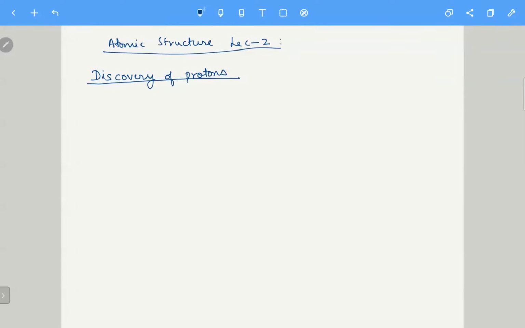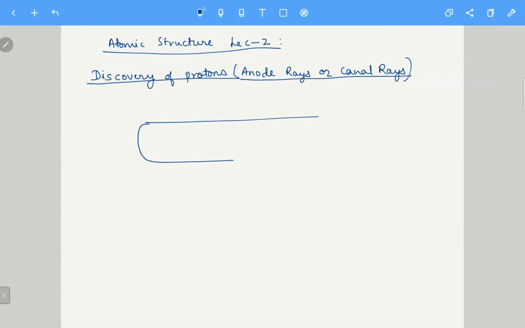Discovery of protons. It is an extension of the cathode ray experiment. We call the discovery of protons was done with the help of anode rays or canal rays. So let us understand what anode rays and canal rays are. In the same experiment, the experiment of cathode rays, there was a glow produced at the anode end.